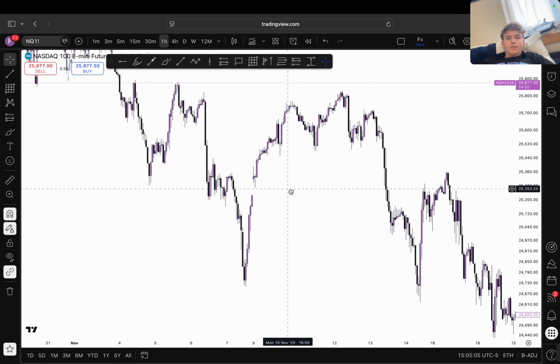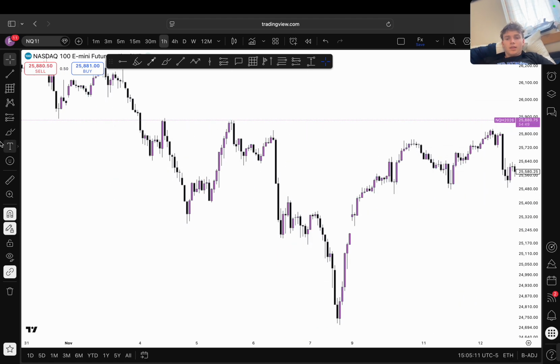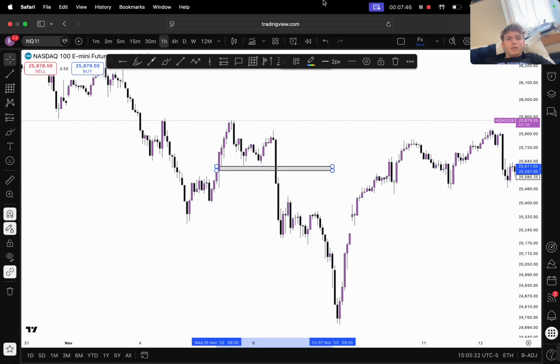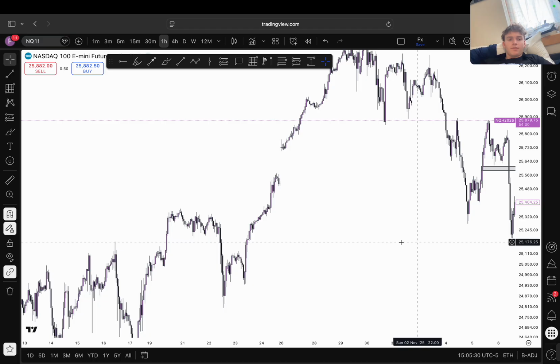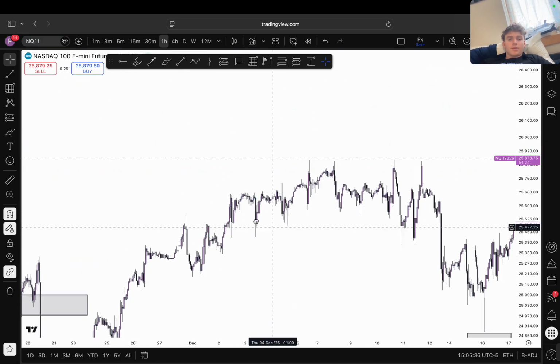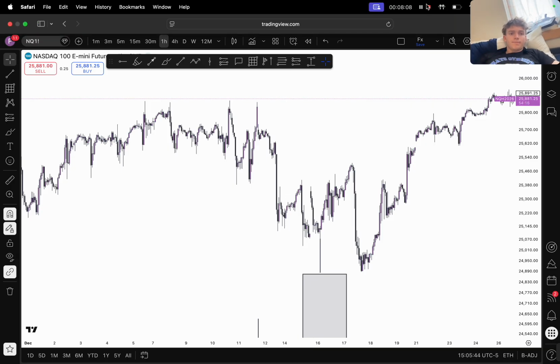More examples of an inverse fair value gap. Like here, there's a fair value gap right there. Obviously price closed below it, inversed it, and continued downward. So that's pretty much what a fair value gap is. Pretty basic concept, just gaps between price. And typically price taps into them, then reacts off of them. I can explain that a little bit more in a later video. But yeah, fair value gaps.